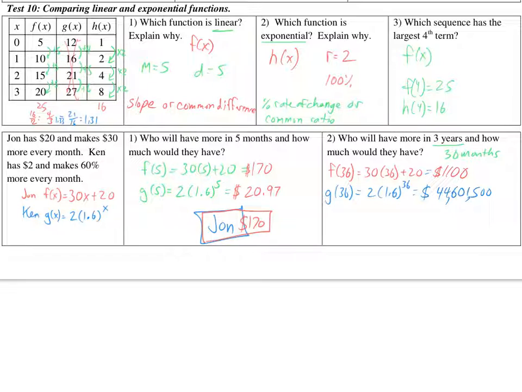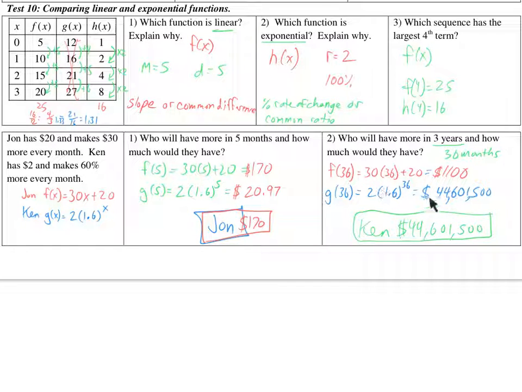So, who has more money? 44 million or 1,100? Ken has quite a bit more. I don't know where Ken gets his money from, but hey, in 3 years he has 44 million bucks. Something's really weird here. So who has more? Ken. And that boy has a lot of money. $44,601,500. Yes. Good job, Ken.